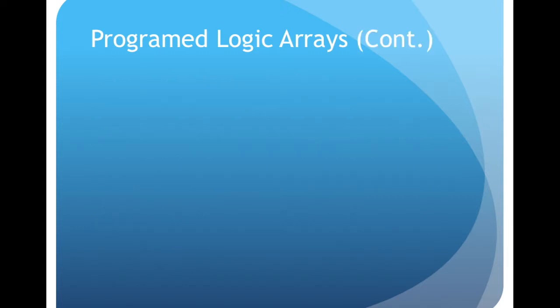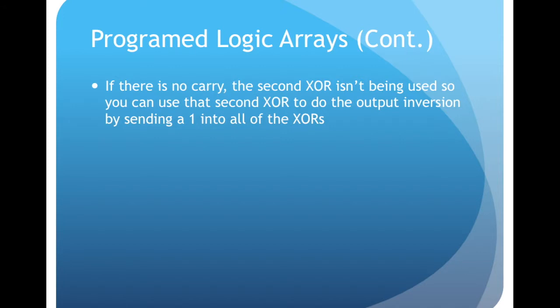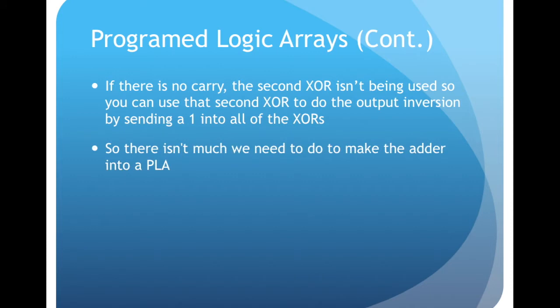Input inverters we already have because we needed them to do subtraction. So we already have circuits that invert the inputs, but we can do something slick for the output. The second XOR in the adder has no use during bitwise functions since there are no carries to XOR the outputs with. So if we send 1 into all of the carries, you can use the second XOR as an output inverter without adding any additional circuits. So to make a programmed logic array, we only need to prevent the adder from carrying and add a function that sends all the 1s into all of the carries.